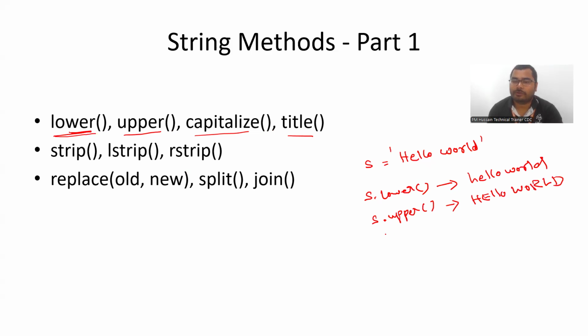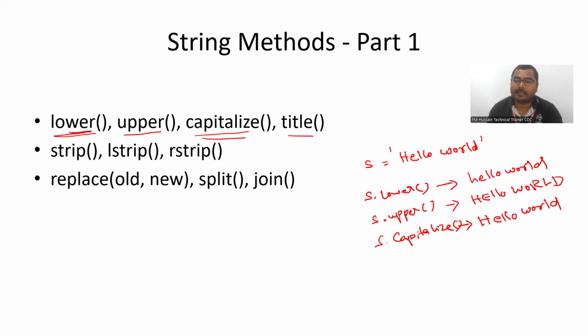Okay. Now if you want to get only the first character uppercase, with the remaining all in lowercase, then you can use the capitalize method, s dot capitalize. This method will convert only the first character to uppercase. Remaining all characters will be converted into lowercase only.